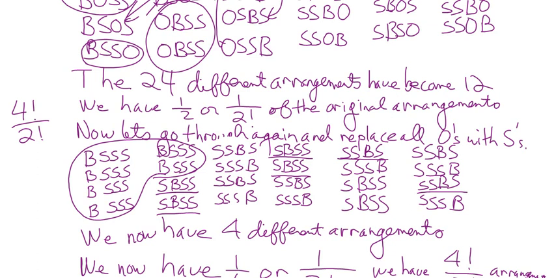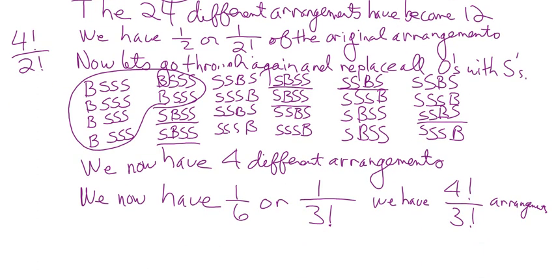If I wanted to make them distinguishable, I could say this is S1, S2, S3, right? The first S, the second, and the third S. And then I could say we've got 1, 3, 2. And then 2, 1, 3. And then 2, 3, 1. And then 3, 1, 2. And then 3, 2, 1. Okay. But we can't tell them apart, right? They're all S's. So those three S's can be arranged in 3 factorial ways. And we basically need to divide that out.